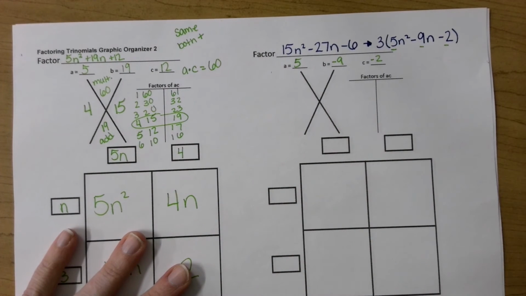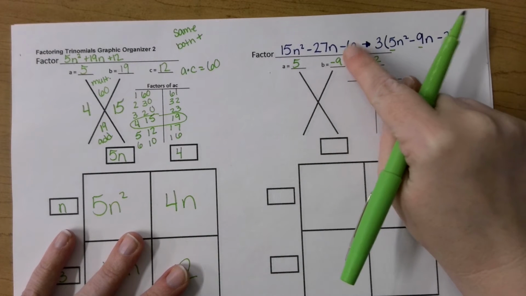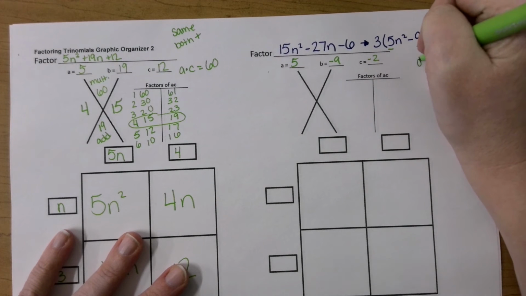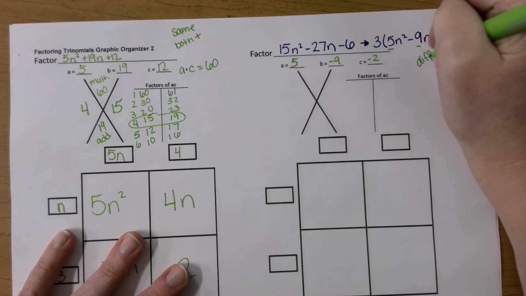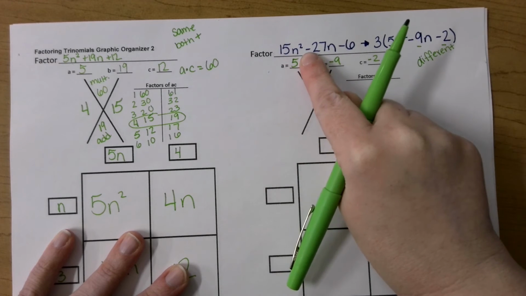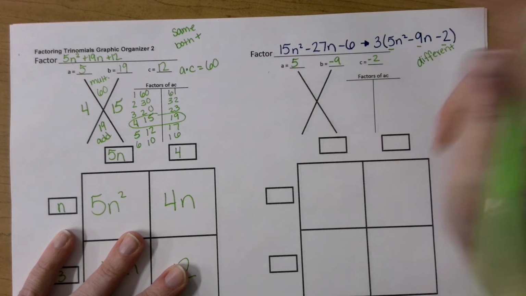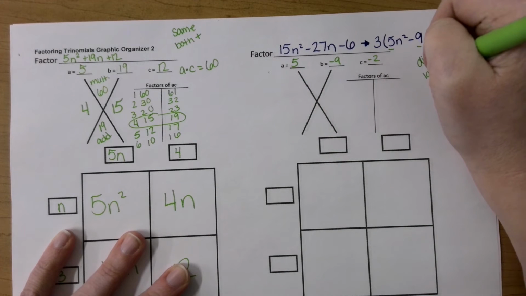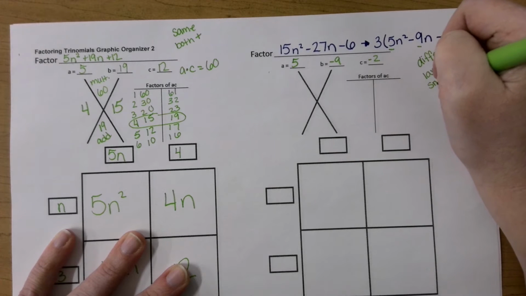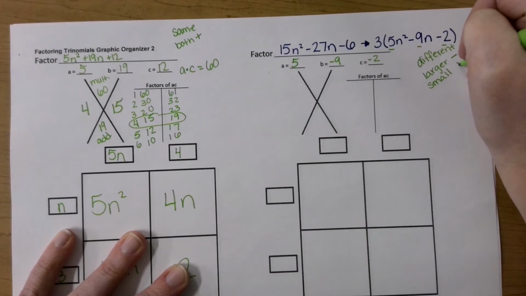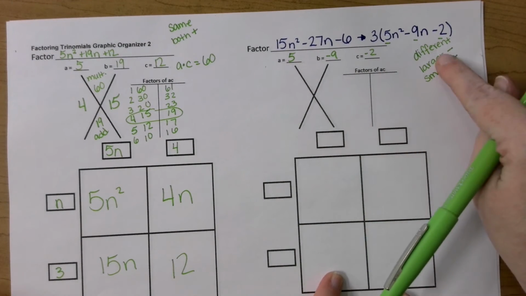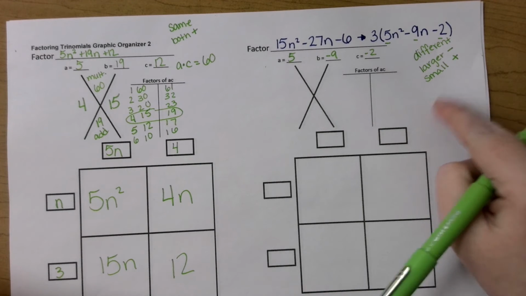All right, so let's determine the signs. C is negative. So since C is negative, that means that my signs are different. Okay? B is negative, so that means the larger number is negative. And if the larger is negative and they're different signs, that means the smaller number is positive. So when I start factoring, I'll make sure that my larger numbers are negative and that my smaller numbers are positive.